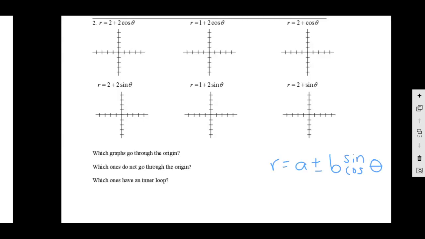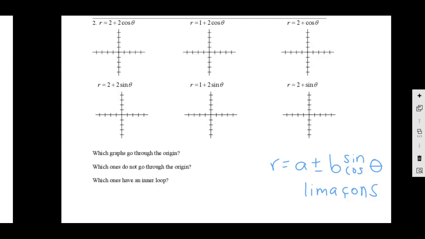All of these are called limaçons. That little c has a weird French accent on it. Limaçons, that's how you pronounce it. But r equals a, some number that could be plus or minus, and then b, a coefficient, could be a sine or a cosine, and it's important that it's just a 1 theta. This is our category of polar graphs called limaçons. Let's look at what some of these limaçons are going to be.